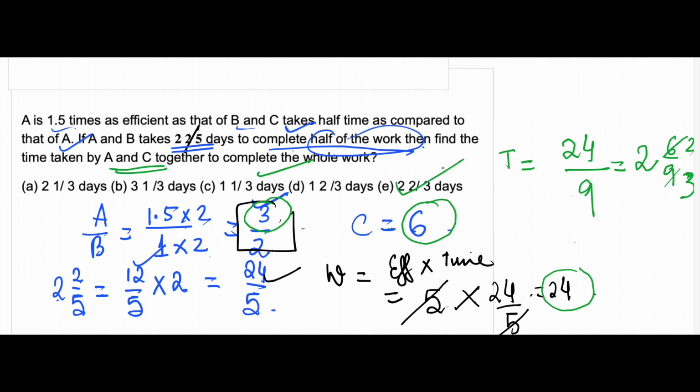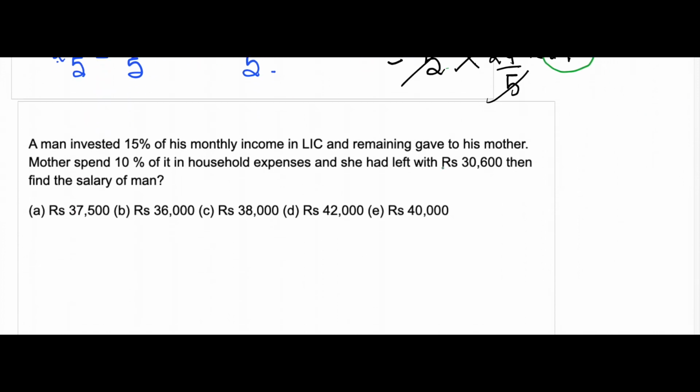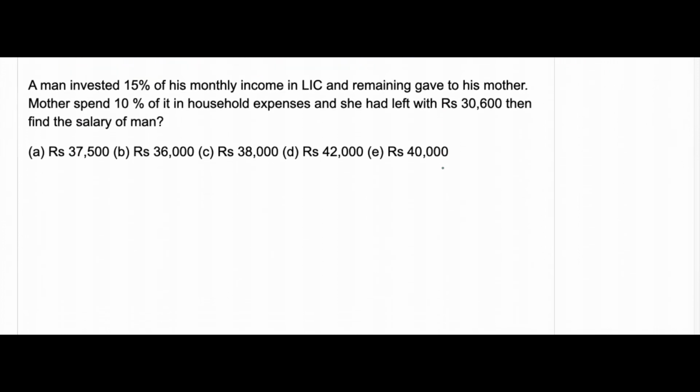Option E. Next question. A man invested 15% of the monthly income in LIC and gave the remaining to his mother. The mother spent 10% of it on household expenses and she is left with 30,600. Then find the salary of the man.